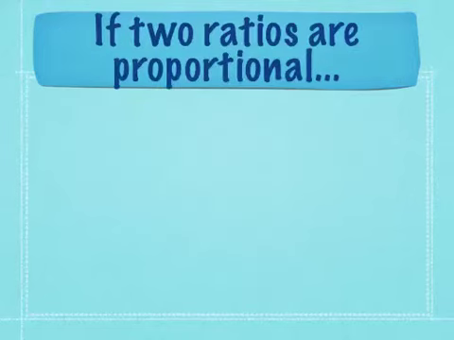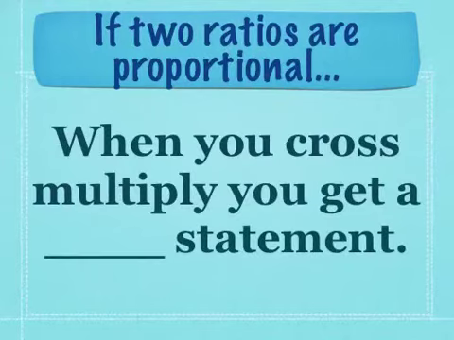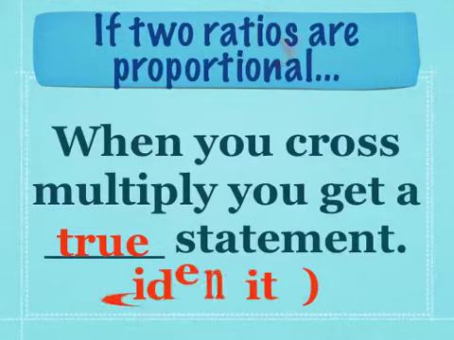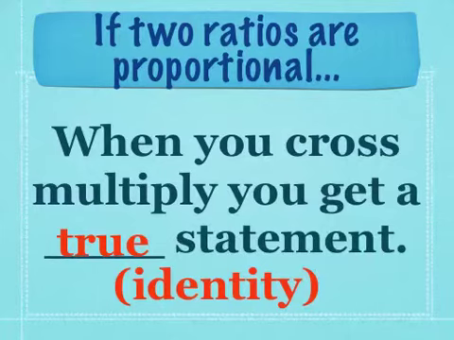If two ratios are proportional, when you cross multiply, you are going to get a true statement, and a true statement can also be called an identity. What that means is you're going to get something like 7 equals 7, or 3 equals 3, or x equals x. Those are all true statements. It's the same thing set equal to itself, so it will always be true. It's called an identity.